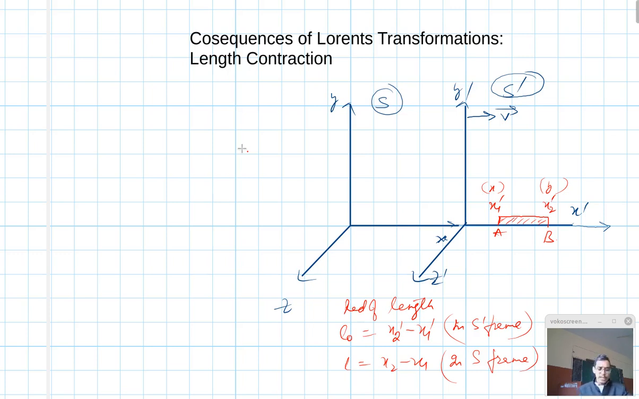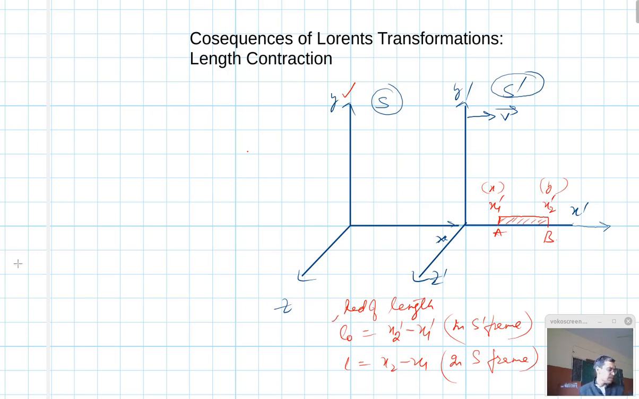So here I consider two frames of reference. Say this is one frame of reference and it is stationary, and the S prime frame is moving with velocity v along the x-axis, right? And suppose a rod is also placed in the moving frame of reference. So when this rod is observed from the S prime frame, in that frame this rod seems to be at rest, right?